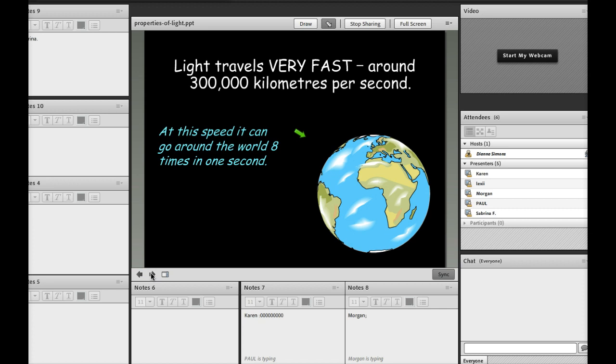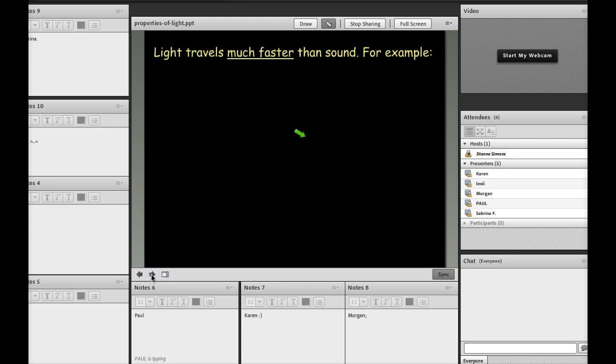It travels very fast, around 300 kilometers per second. That's pretty fast. At this speed, it can go around the world in 8 seconds. So light is a lot faster than sound even. It travels much... Oh, there, look at that.